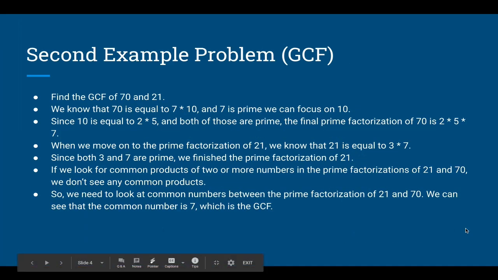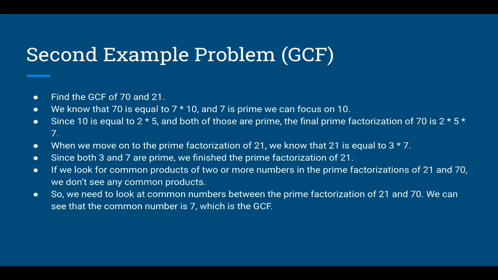Now let's move on to the second example problem, but I'm going to do this a little bit quicker. Find the GCF of 70 and 21. We know that 70 is equal to 7 times 10, and since 7 is prime, we can focus on 10. Since 10 is equal to 2 times 5, and both of those are prime, the final prime factorization of 70 is 2 times 5 times 7.